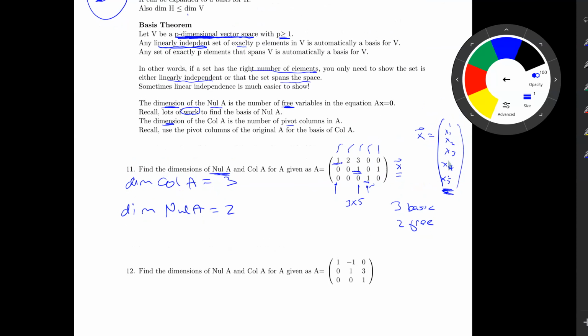One last one here. If this is the matrix, I can see there are 3 pivot columns. So the dimension of column A will be 3. If I'm solving this, augmenting it with zeros, Ax equals 0, how many free variables would I have? Well, none. So that means the dimension of null A is 0.